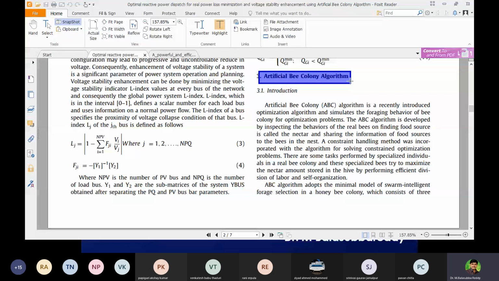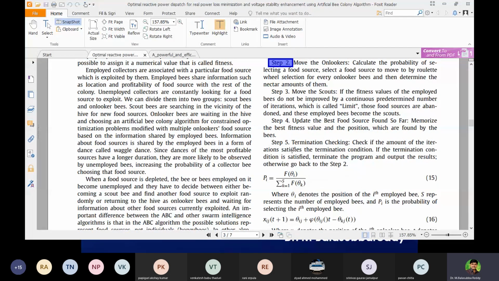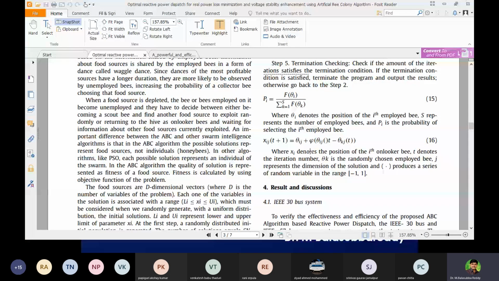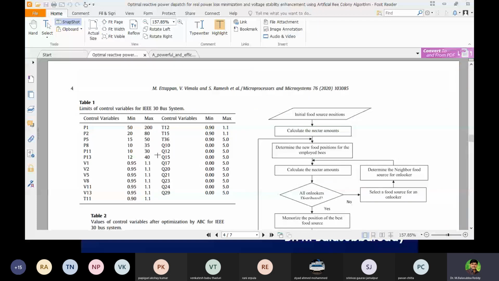Not only the ABC algorithm, there are many types of algorithms, but the problem is the same. You can change the algorithm, or you can mix two algorithms and solve it, so that you can compare with different algorithms and come to know which one is better. And now there is the implementation of the ABC algorithm. They mention a lot of steps here, step 1, step 2, and so on. I will show you all the things, and finally we will be able to implement this algorithm to solve the problem for the IEEE 30 bus system they have taken, and they present it as a result.